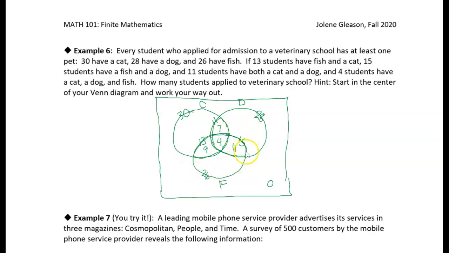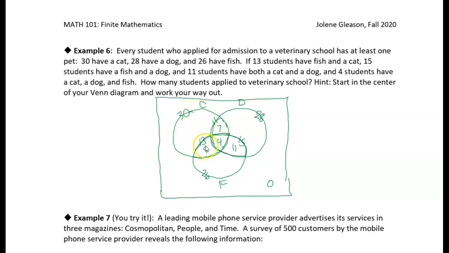Okay, so what we're doing is just filling out the spaces, which represent sort of these, I'm going to use a word that we're going to talk about tomorrow, disjoint sets. So, all right, let's keep working our way around.